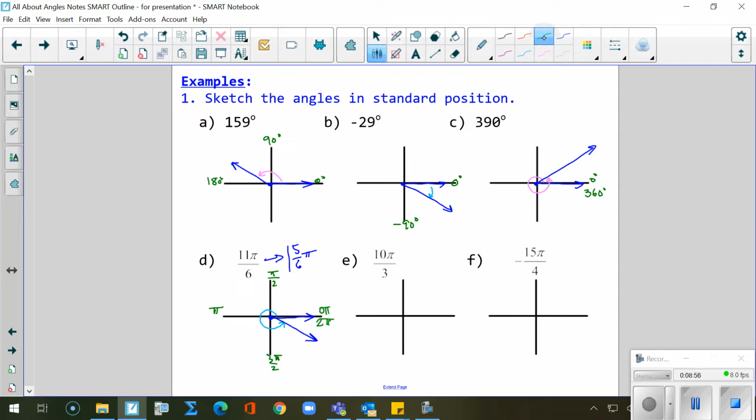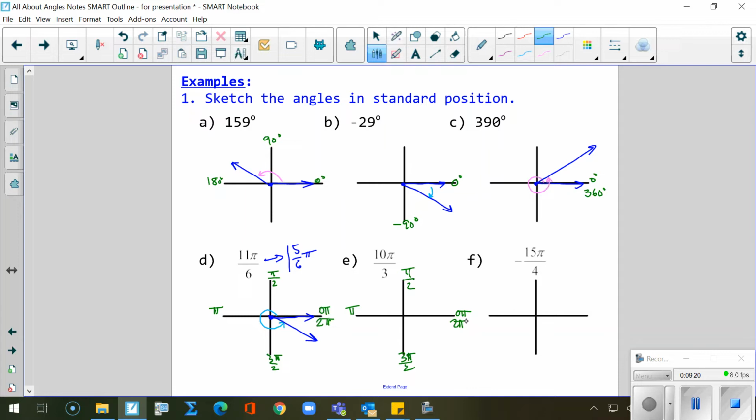Let's try another one. This takes a little practice, it's okay. We've got 0 pi, 1 pi. Each quadrant is a half of a pi. All the way around the circle is 2 pi.